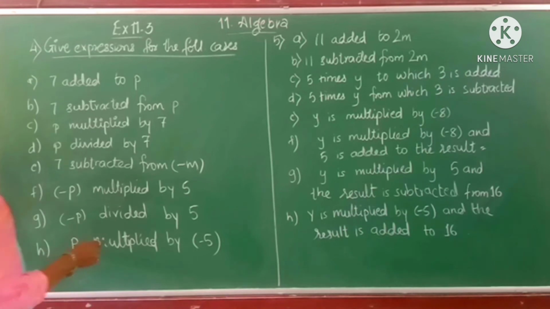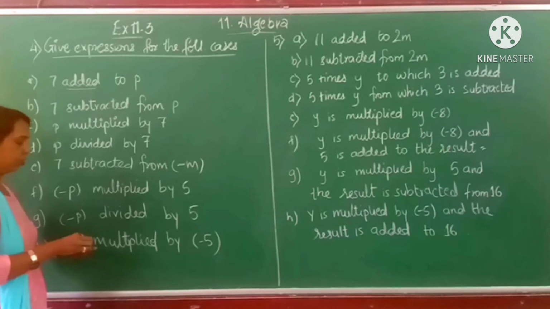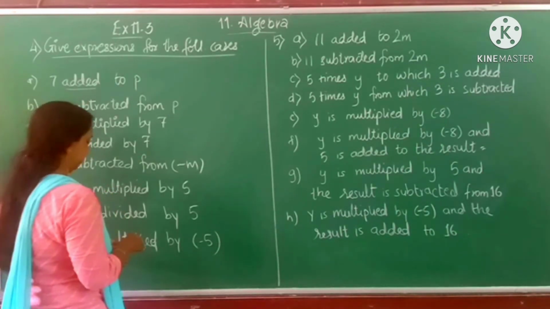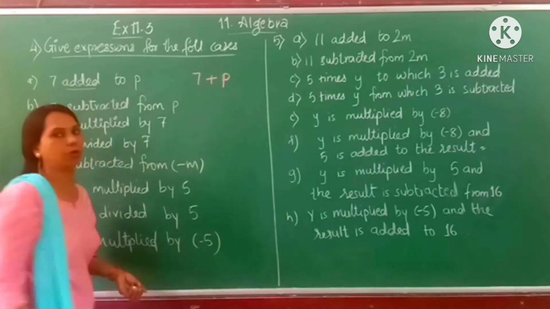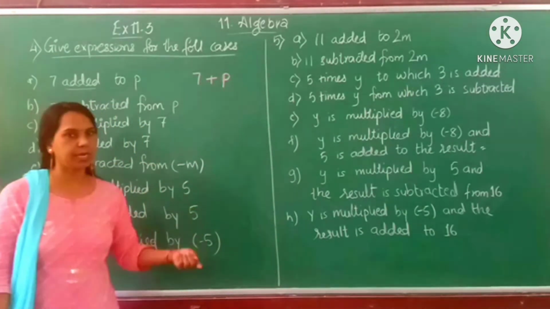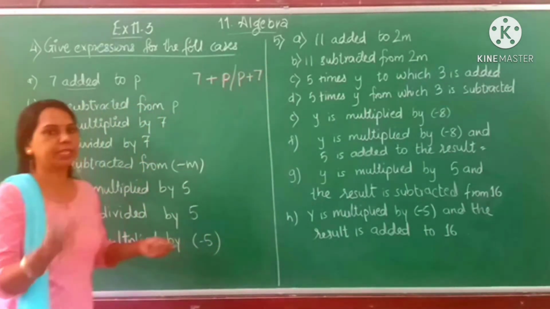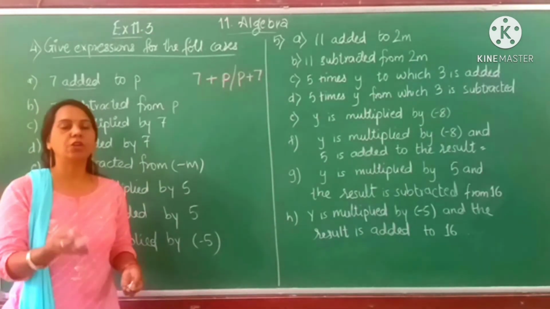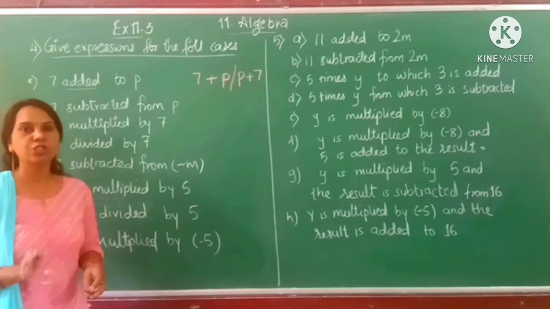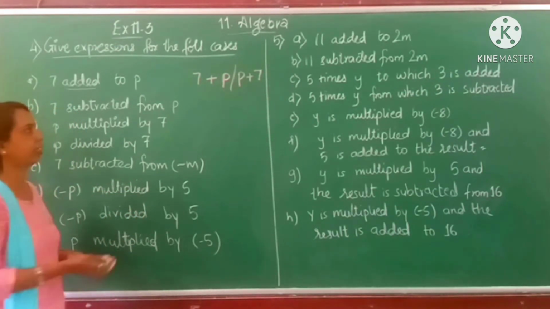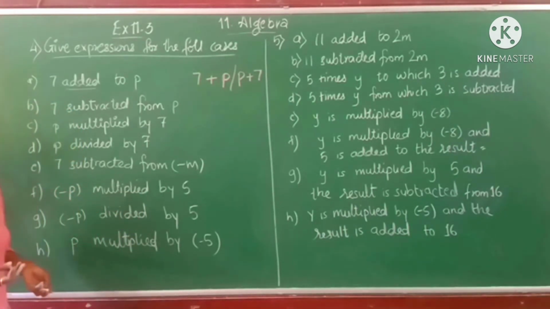So first is 7 added to P. Now what is the operation done here? It is addition. So it is 7 added, meaning addition, to P. Okay. You can write 7 plus P or also you can write P plus 7. Here we can use the fact that when we change the order of the numbers, the value of the expression will not change. Okay. So 7 plus P or P plus 7, any expression will be correct.